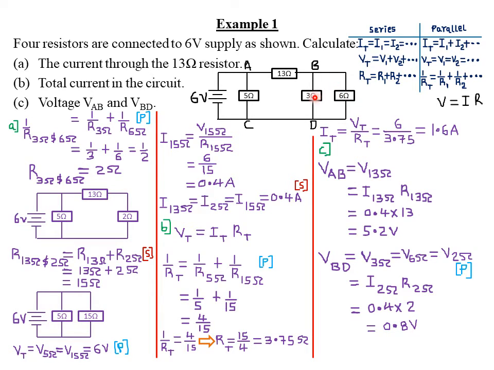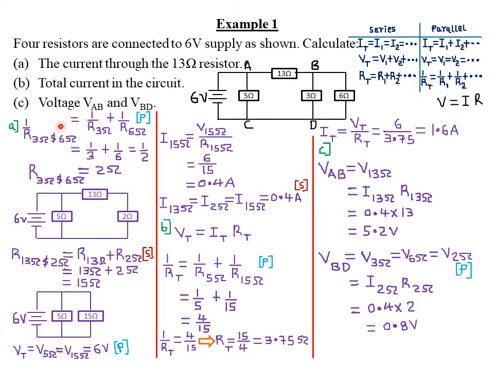The reason being the 3 and 6 ohm resistors are in parallel connection. So the voltage through BD is equal to the voltage through the 3 ohm resistor, which is equal to the voltage through the 6 ohm resistor, which is equal to the voltage through the 2 ohm resistor. So why is it equal to the voltage through the 2 ohm resistor? Because remember, the 2 ohm resistor was actually the combination of 6 and 3.